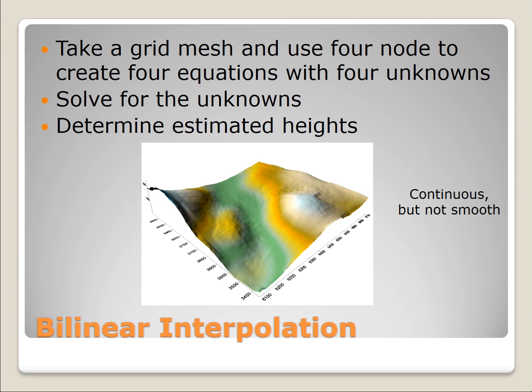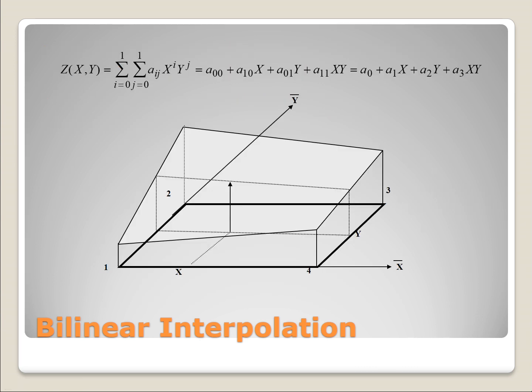And so you take a grid, use 4 nodes instead of the 3, and you create 4 equations with 4 unknowns, and you go to solve for the unknowns and determine the estimated heights. Sure, easy. It's basically global interpolation. The only difference is that you're only using 4 points. So you do end up with a continuous surface, but it's not a smooth surface when you're dealing with bilinear.